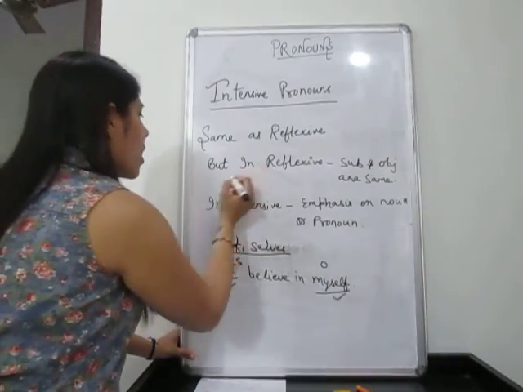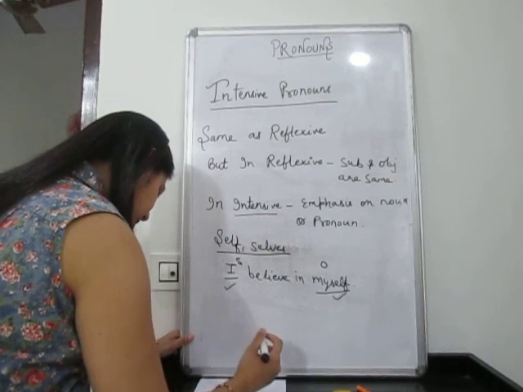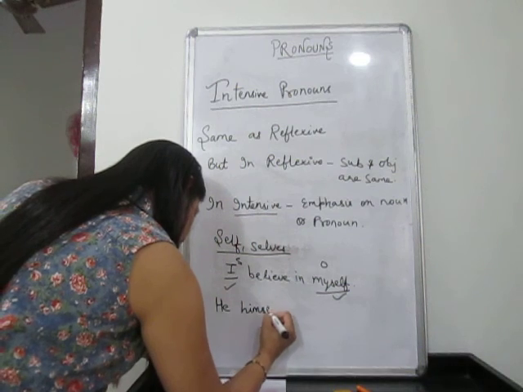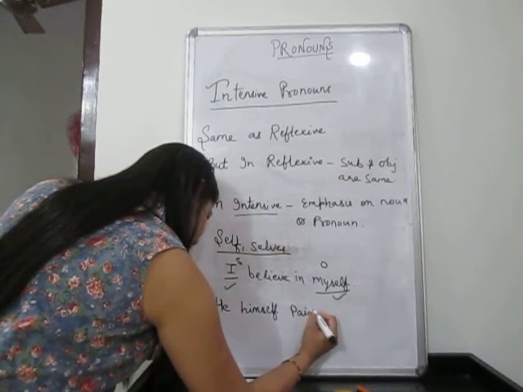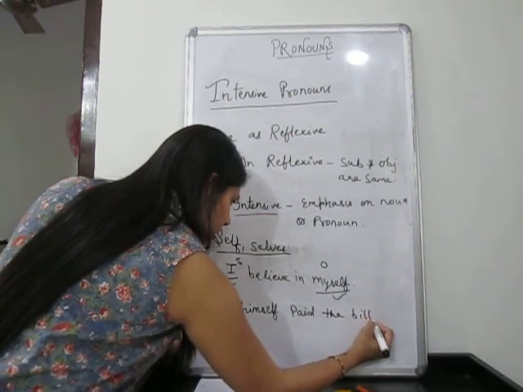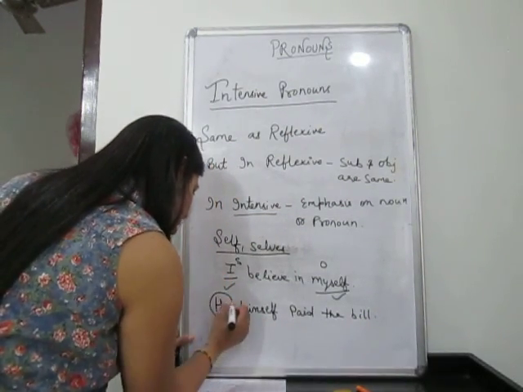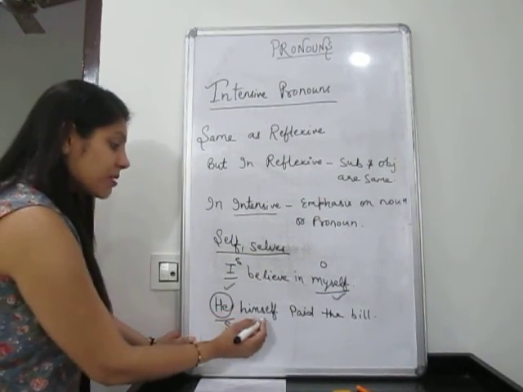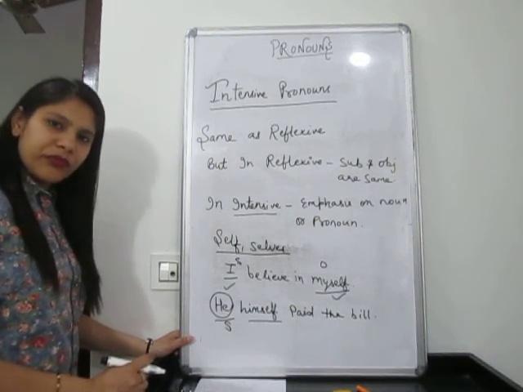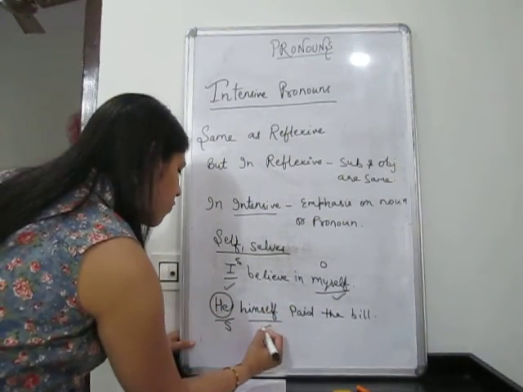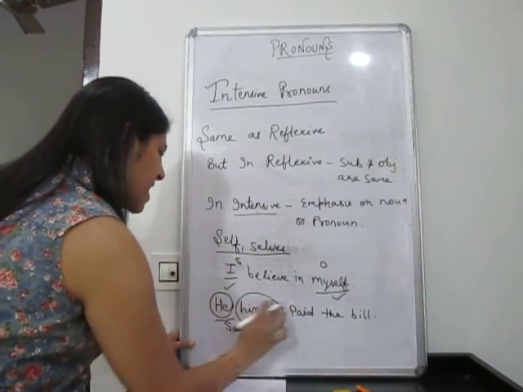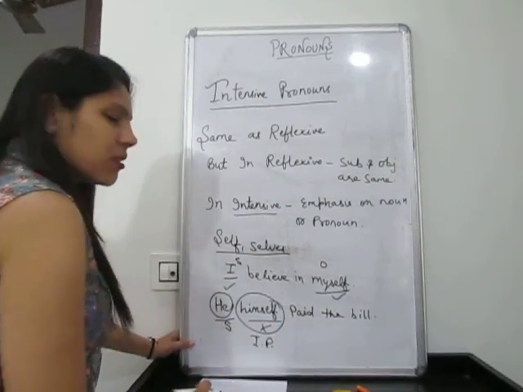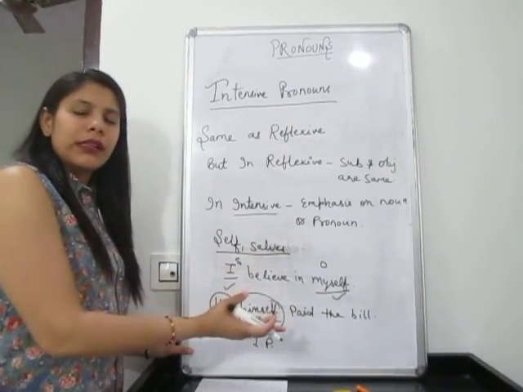But when we talk about intensive, see, I'll give you one example. He himself paid the bill, right? So now our subject and pronoun is emphasized. He himself paid the bill, right? So now suppose if I remove this from this sentence, so he paid the bill. If I remove the intensive pronoun, the sentence still remains the same. It still makes sense, he paid the bill, right?